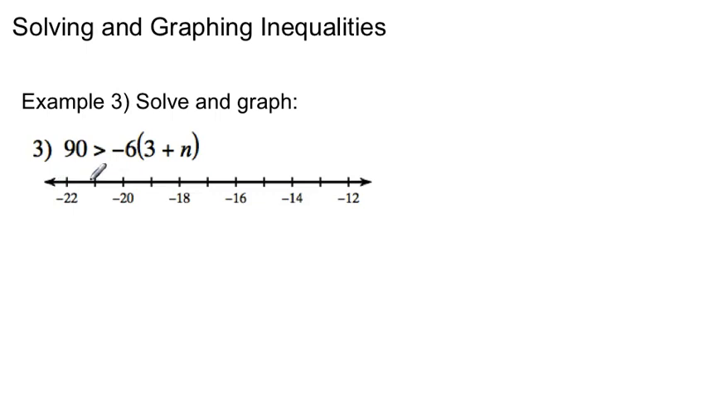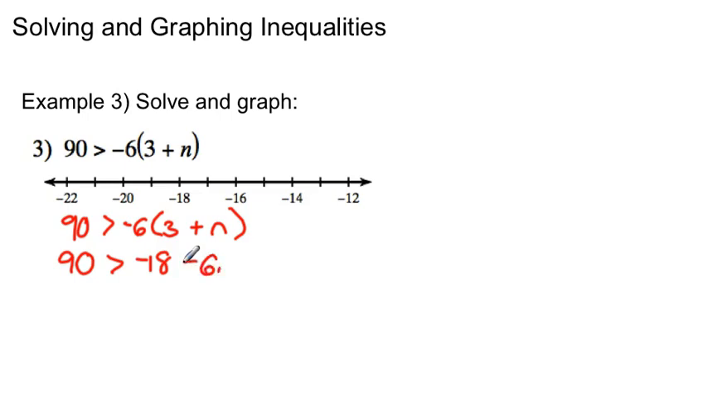Now I can get to some more complicated examples, but if you remember what we were looking at from equations, this is nothing new. When we see the distributive property, we know we need to do that first. So we distribute: negative 6 times 3 would be negative 18. Negative 6 times positive n would be minus 6n. Now we need to isolate the n, so we're going to get rid of any addition or subtraction that we have going on, which means in this case adding 18.